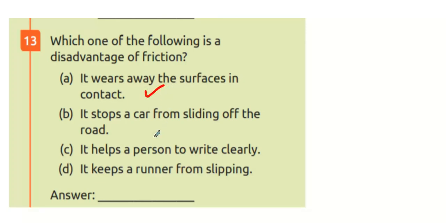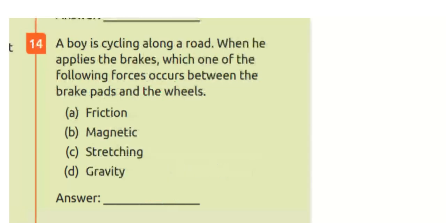And finally, which of the following is a disadvantage of friction? That's a disadvantage. That's an advantage. Helps a person to write clearly. That's an advantage. It keeps the runner from slipping. So only A is the disadvantage. A boy is cycling along a road when he applies the brakes. Which one of the following forces occurs between the brake pads and the wheels? Well, friction. Friction is between the brake pads and the wheels.